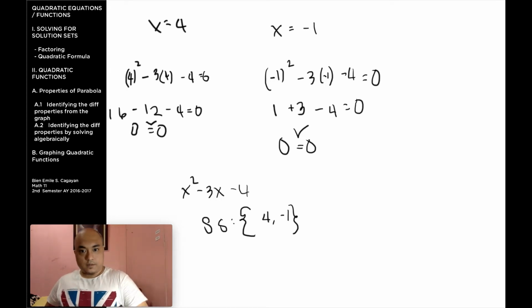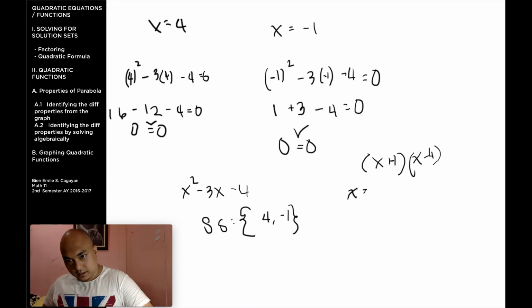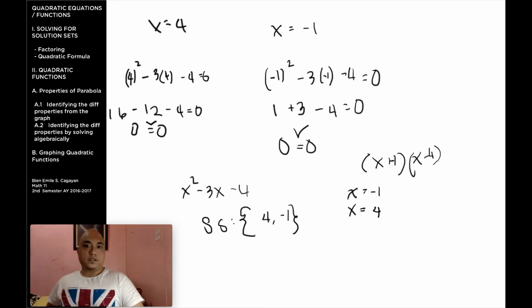We can also check this if we factor the equation. The factors of that equation, as you know, are x plus 1 and x minus 4. So if we check the values of x that we found here, x equals negative 1 and x equals positive 4, we just have to substitute both values, and that's what we did with the two other equations. So we have the same answer.